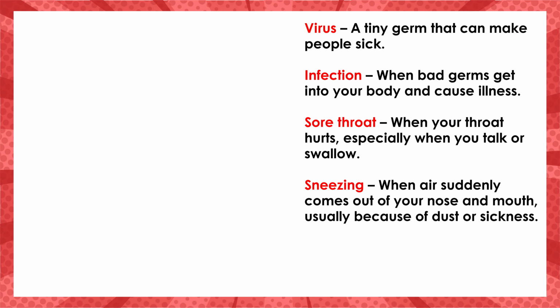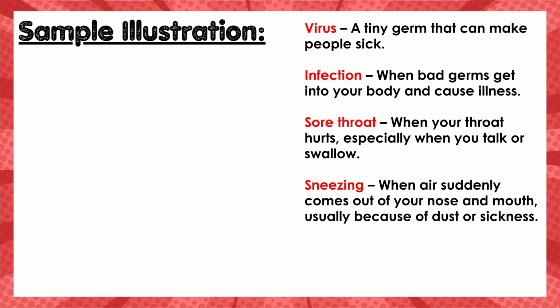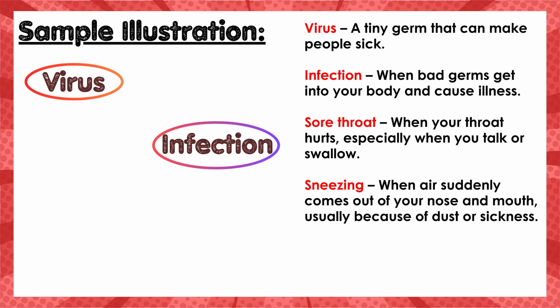Class, before you create your own word map, let's look at this sample illustration together. We start with the word virus. A virus is a tiny germ that can make people sick. When the virus enters our body and causes illness, we call that an infection. So, we draw an arrow from virus to infection.